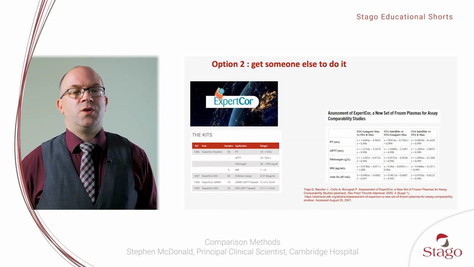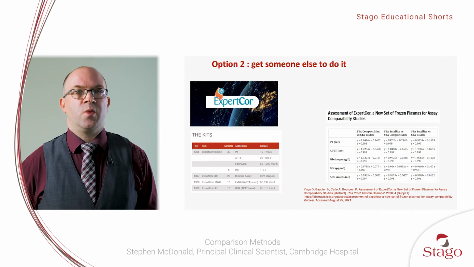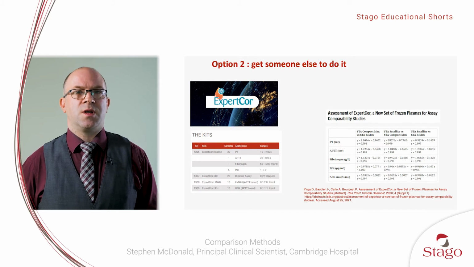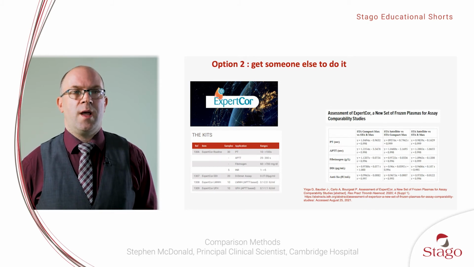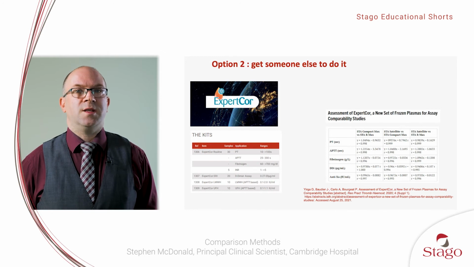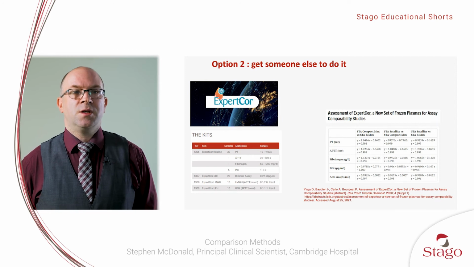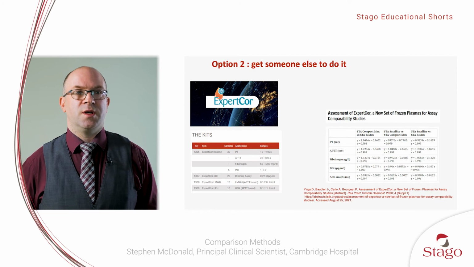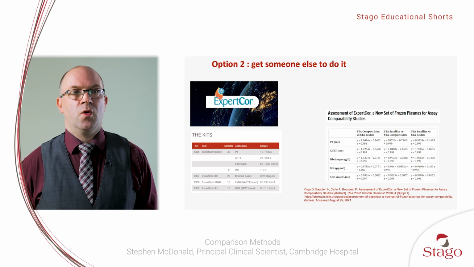The second option that we do have is we can get somebody else to do it. We can get somebody else to collect all the samples, store them in a consistent way, handle them in a consistent way, and then send them to us so that we can then use them. And this is where Stago have a product called Expert Core, which is a series of plasmas that can be used for some of the routine measurands within hemostasis, and can be really, really useful in reagent acceptance testing, and network laboratory testing across laboratories for the routine measurands that are used.